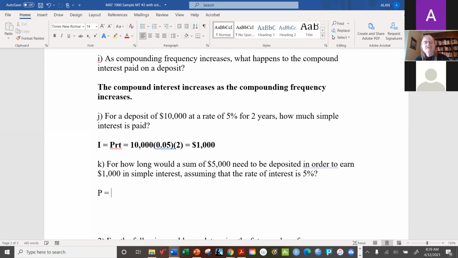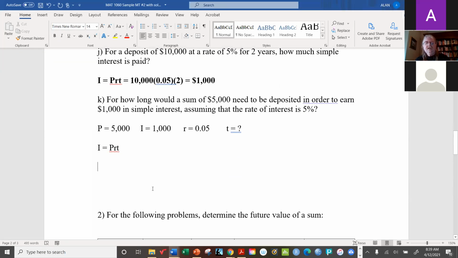So the sum is 5,000. The interest is 1,000, simple interest. The rate is 5%. So here's what they're saying: what is the value of time? If you recall, since I equals PRT, that implies that T equals I over PR, which equals 1,000 over the product of 5,000 times 0.05. And don't forget those parentheses when you're using your calculator. And that works out to be 4 years.